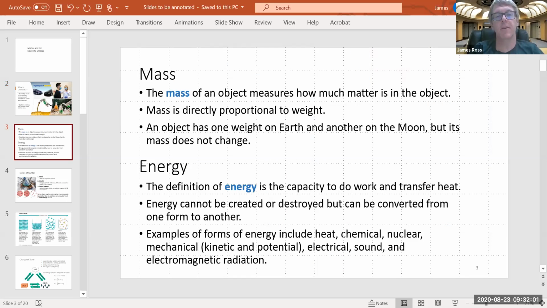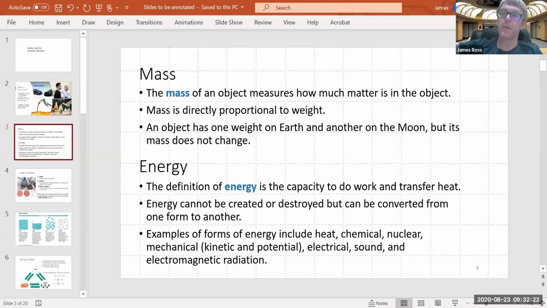Okay, so a property of matter is that it has mass. So let's have a look at mass. The mass of an object measures how much matter is in the object. We know that mass is proportional to weight. Most people on planet Earth use them interchangeably. But essentially, your mass will never change.